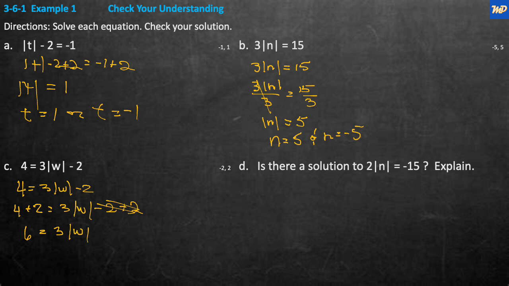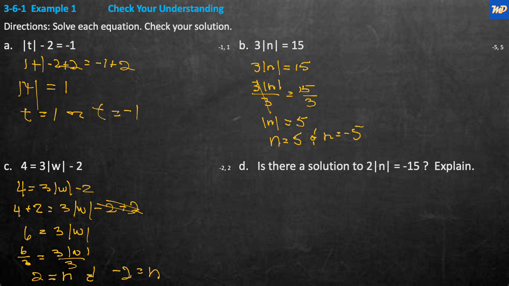And now we use division. We're going to use the division property of equality, and we're going to say that 6 divided by 3 is equal to 3 absolute value of w over 3, and that equals 2, the absolute value of w. And negative 2 is equal to w. So 2 is equal to w and negative 2 is equal to w, or the absolute value of w is either 2 or negative 2.